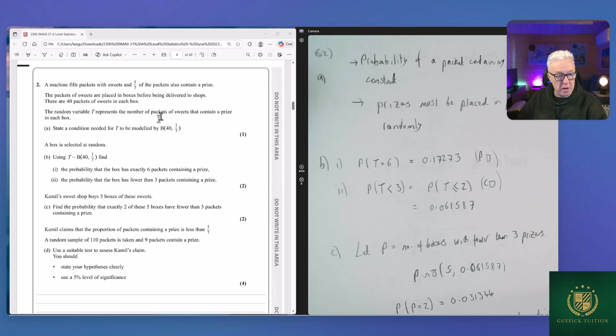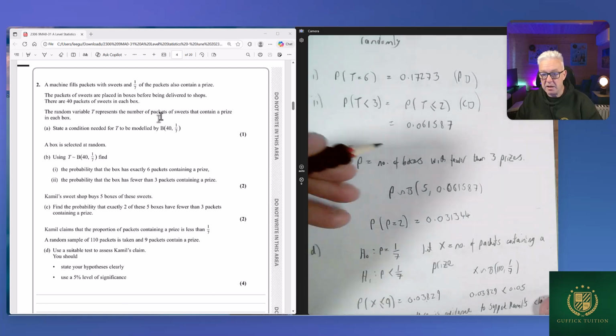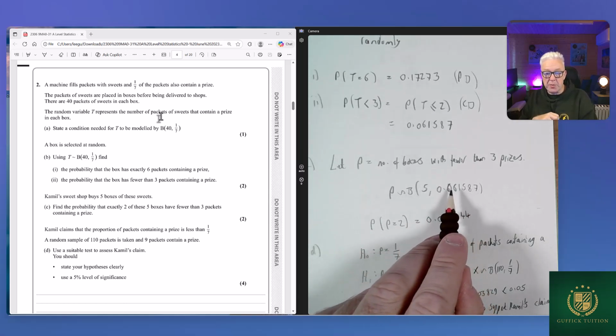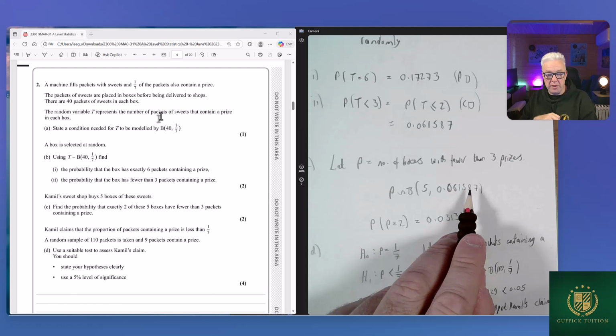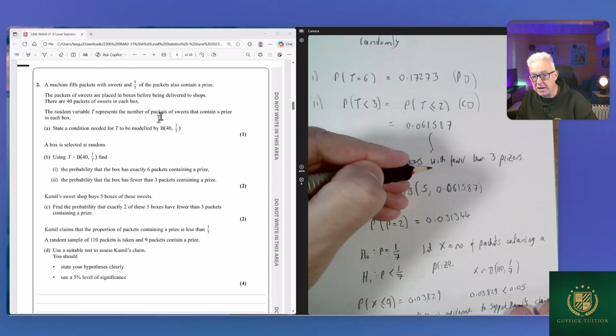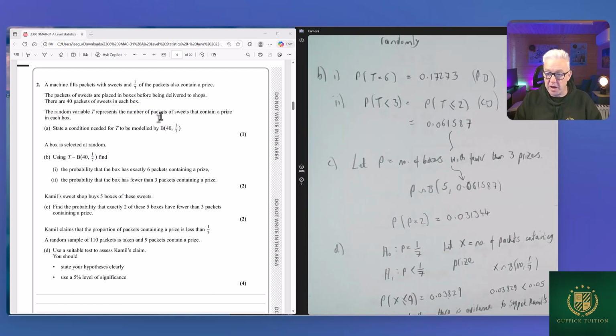Okay, a sweet shop buys 5 boxes of these sweets. Find the probability that exactly 2 of these 5 boxes have fewer than 3 packets containing a prize. So we've got a new binomial in which n is the 5 boxes that have been bought by the sweet shop. And the probability is the probability of any box containing fewer than 3 packets that have a prize. In other words, basically this probability that we calculated in the previous part of the question. So that's going to be our new binomial.